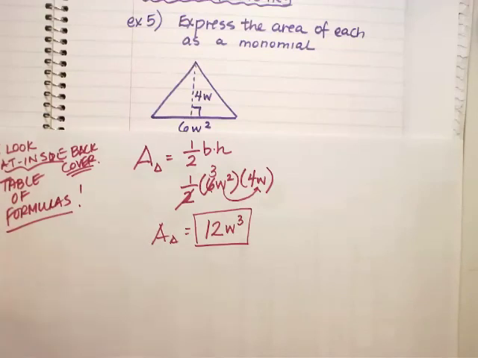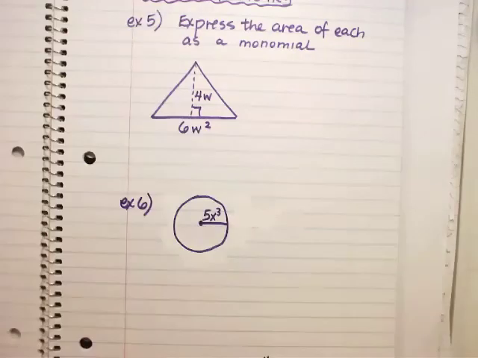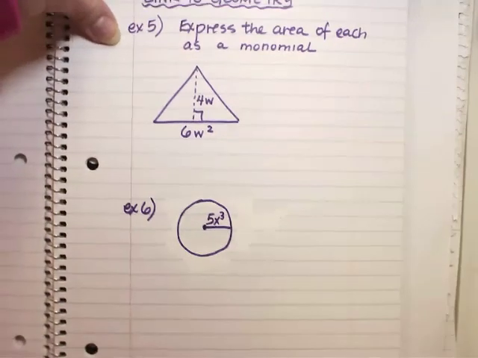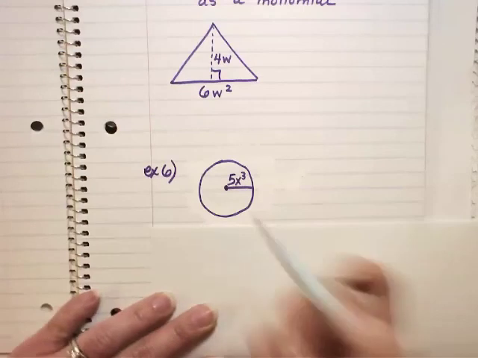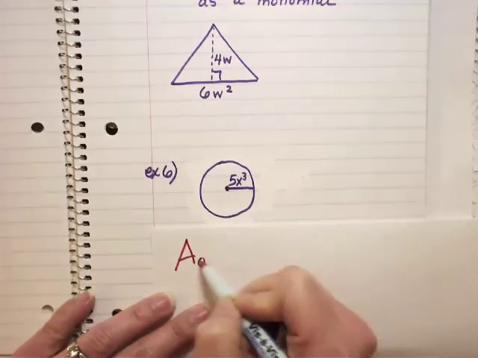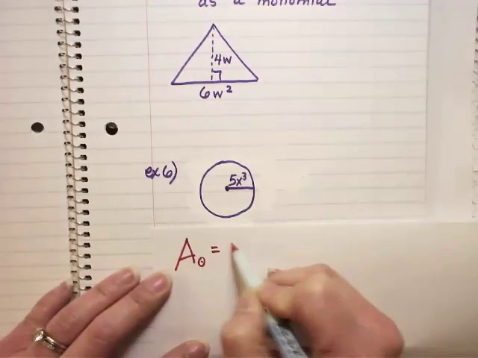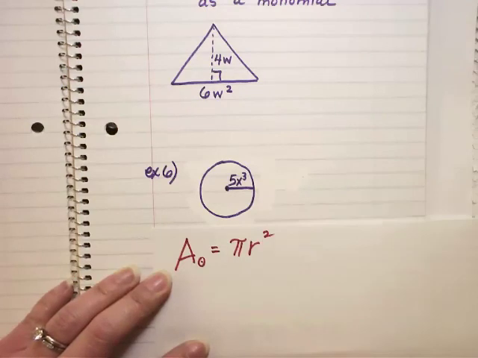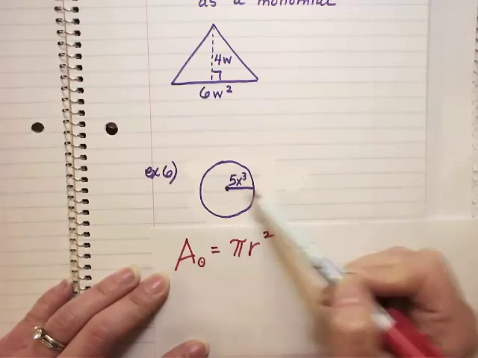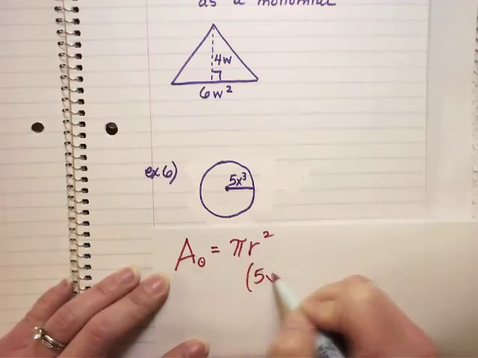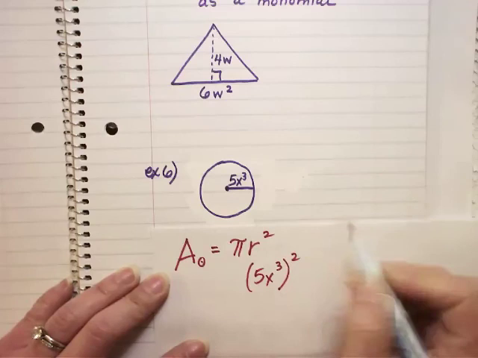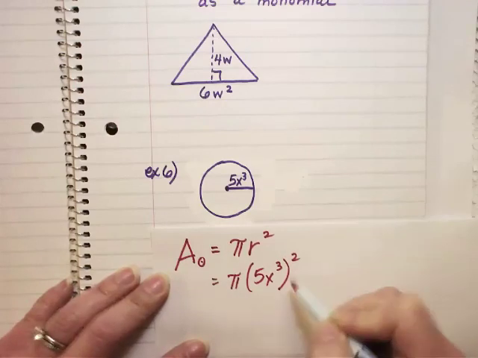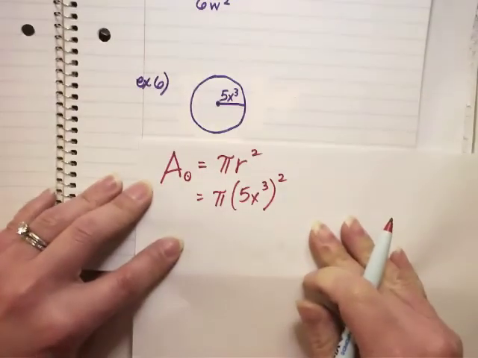Take a look at this shape. Anybody recognize this one? It is a circle. So quickly glance, what is the formula for a circle? Area of a circle is pi r squared. So if you take a look at that, what is the radius of our circle? Our radius is 5x to the 3rd power. So this is pi times 5x to the 3rd power.